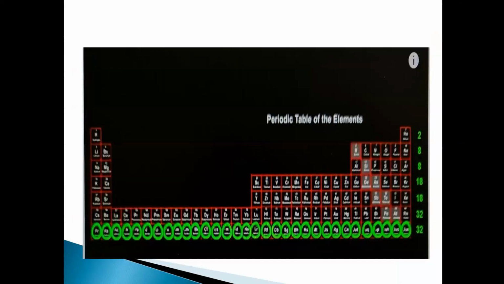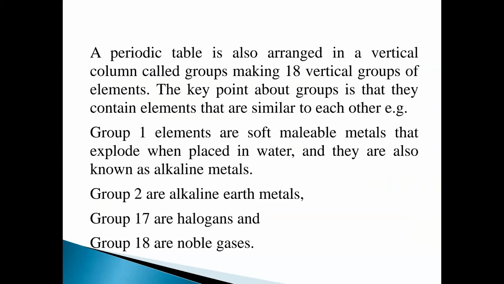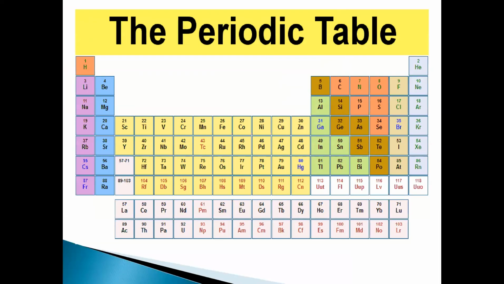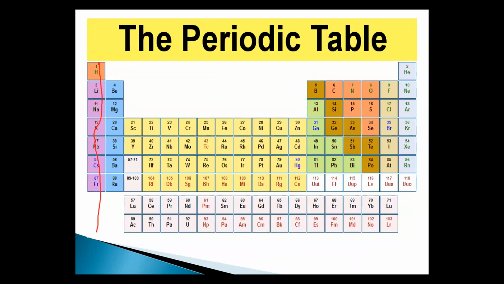Let's go back to where we were. So group one elements are soft malleable metals, like I was saying, they are metals that explode when placed in water. On the extreme left, the group where there's potassium, lithium, sodium, this group here is the one that they are saying is explosive. You know all those explosives used in the army and so on. These are the metals that they use there. They create explosives. That's what they are talking about there.